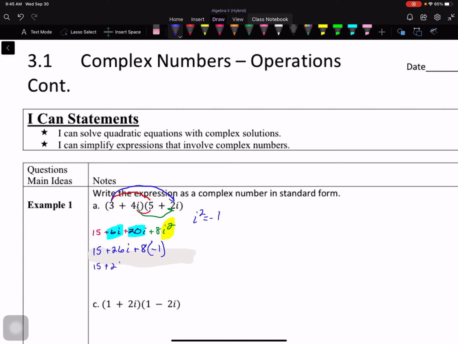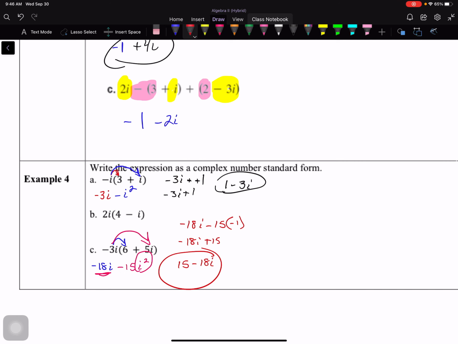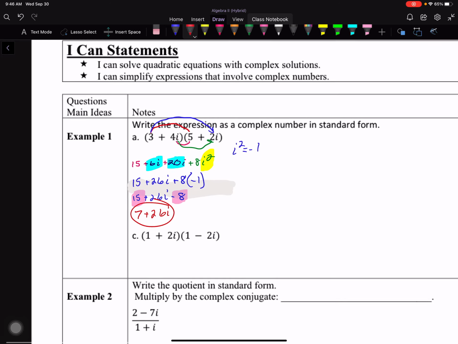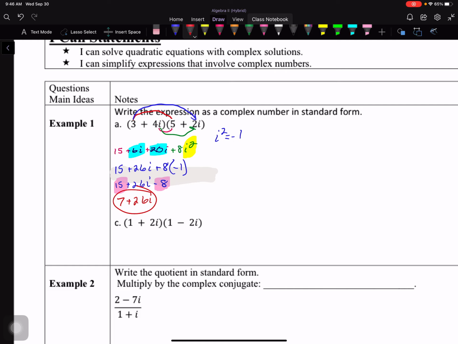So 15 plus 26i minus 8, and again, you're going to end up with like terms you can combine here. 15 minus 8 is 7 plus 26i. So there you go. That's how you'd multiply, a little more complex. We did some basic multiplying, basic distributing up here. Here we're taking two complex numbers, completely complex numbers, and multiplying them.